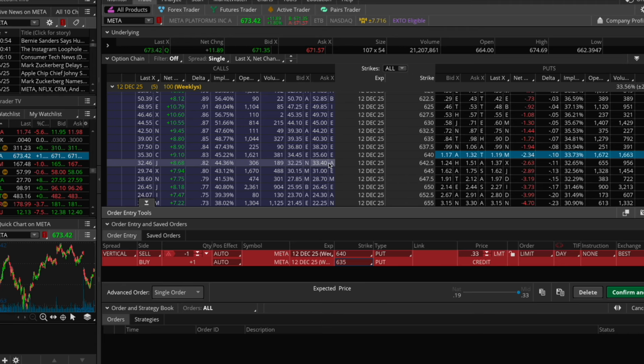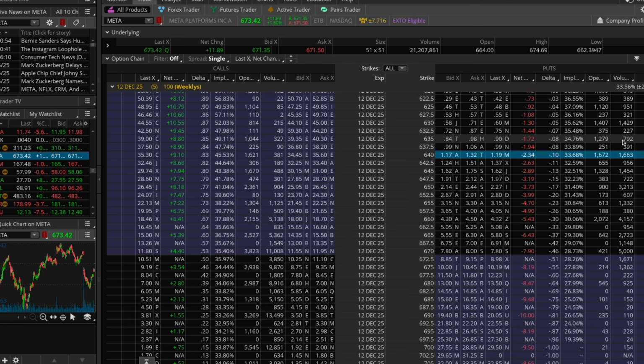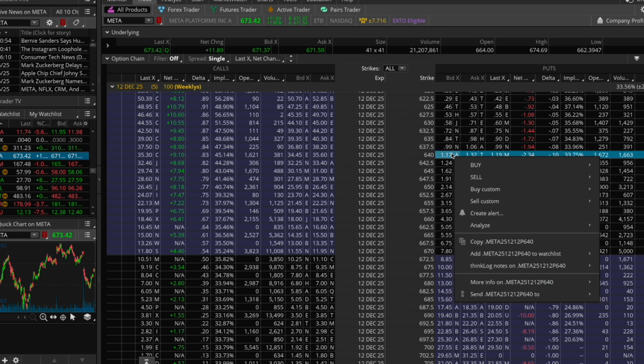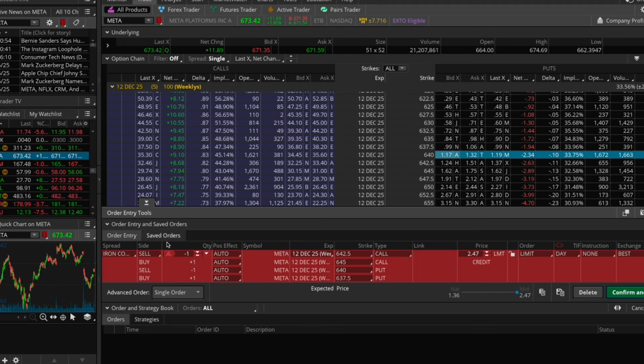And let's look at a call credit spread as well. Personally, I wouldn't trade a call credit spread on this, especially since the chart points to likely appreciating price. But if we were to do, let's say, an iron condor on this trade, a put credit spread and a call credit spread together, I'm going to right click here. I'm going to click sell. I'm going to go to iron condor. And it's going to pull up my trading window and I can change all of these numbers.